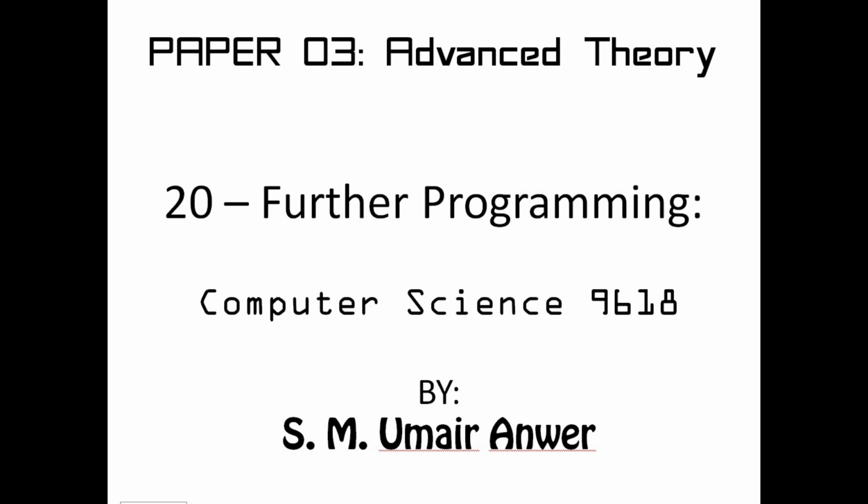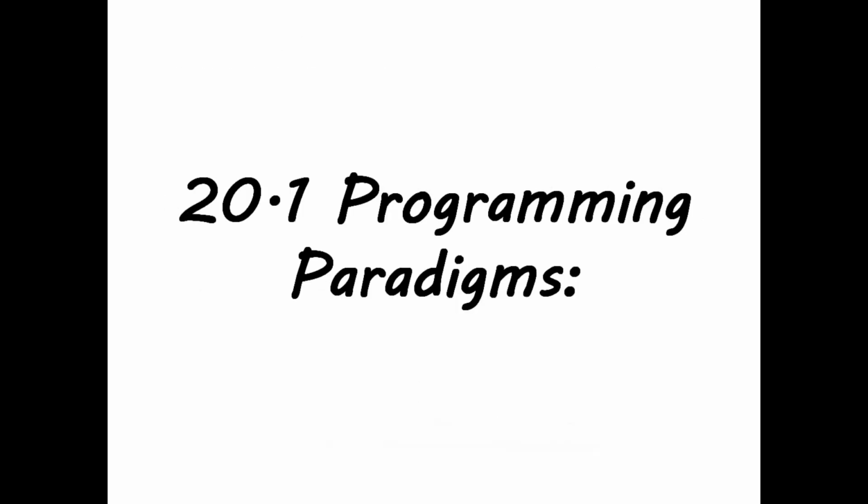Welcome to another computer science lecture for 9618 A2. This is the last chapter for paper number 3, Advanced Theory. This is chapter number 20, Further Programming. Today we are going to discuss 20.1, Programming Paradigms.